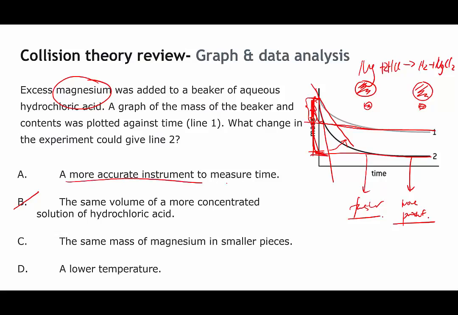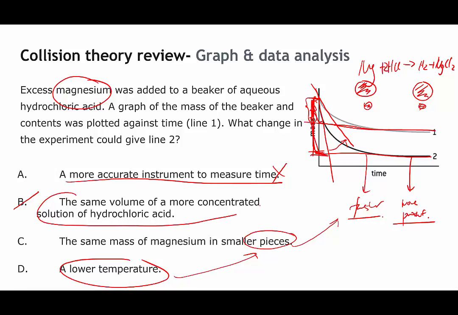If I have a more accurate instrument to measure time, that would not contribute much change to my rate of reaction. That would probably make my slope a little smoother if I have different data points. So that's not a correct one. For answer number C, the same mass of magnesium in smaller pieces only changes the rate of reaction but does not change the amount of product. Lower temperature is the same thing.